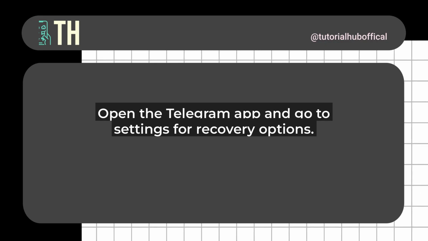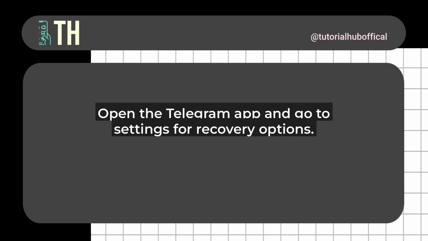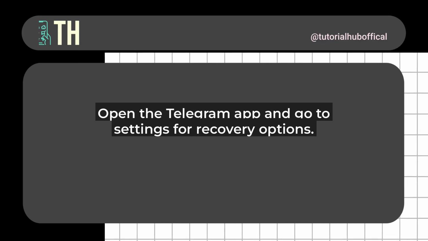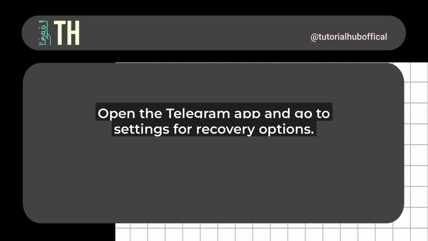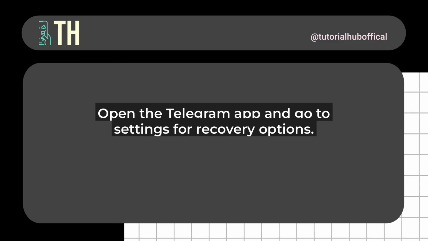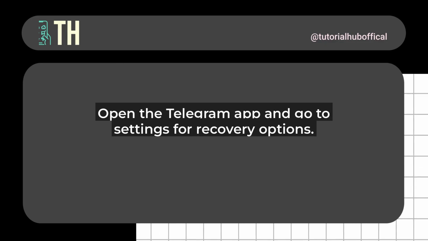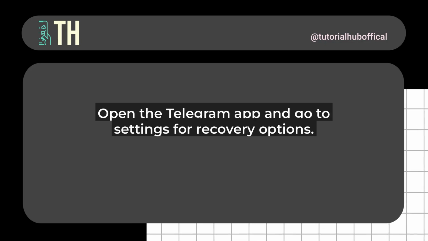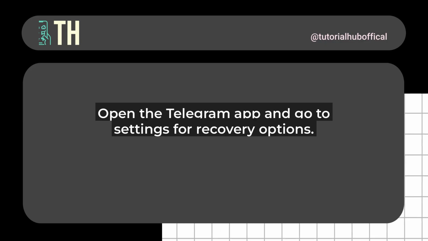Step 1. Open the Telegram app on your phone or log in via the website. If you're using the app, go to the Settings menu by tapping the three horizontal lines in the top left corner. Look for Account or Privacy and Security. This is where the magic happens.